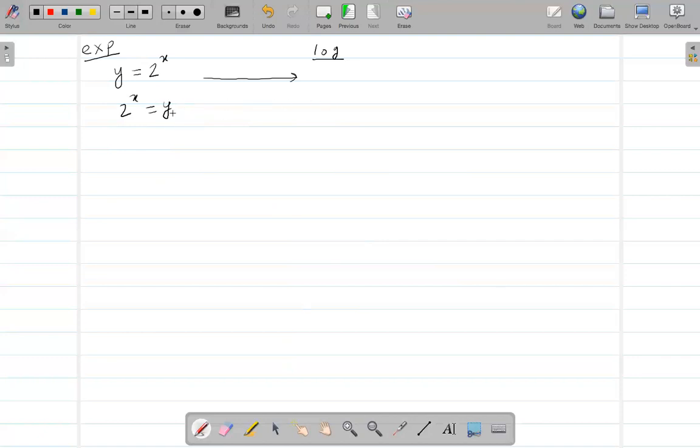Now if I want to change this to a log function, the idea is that whatever is in the power, here x, is going to stay on one side. So x equals, since we are changing it to a log, we introduce log, and this 2 that is the base of the exponential function is also going to go to the base of the log, and the y on the right-hand side goes here. So x equals log base 2 of y.